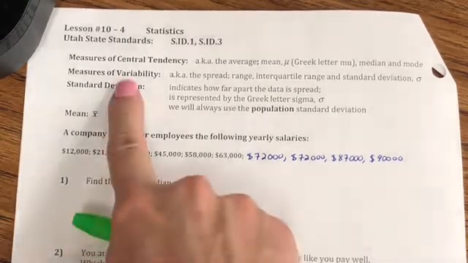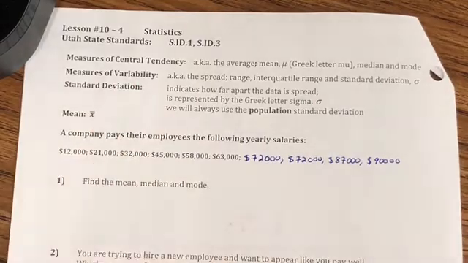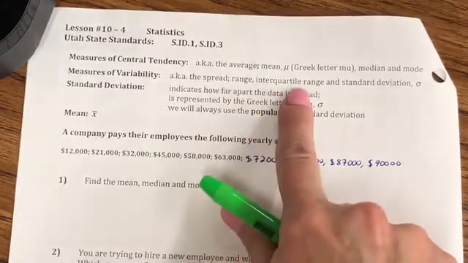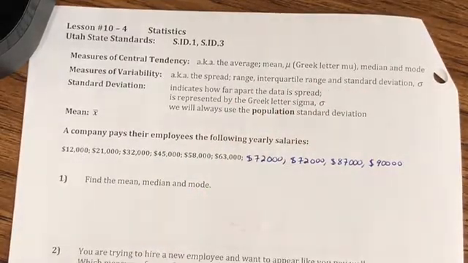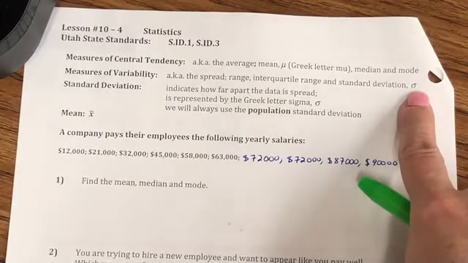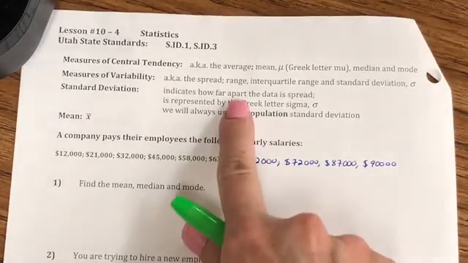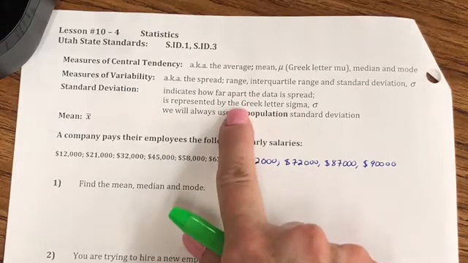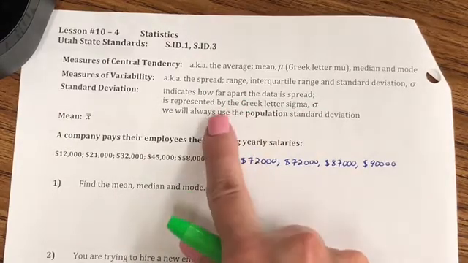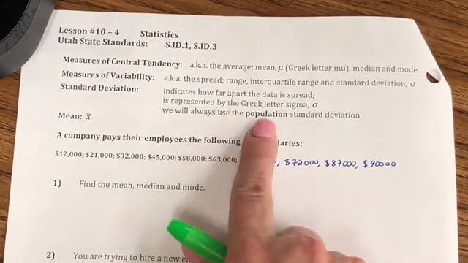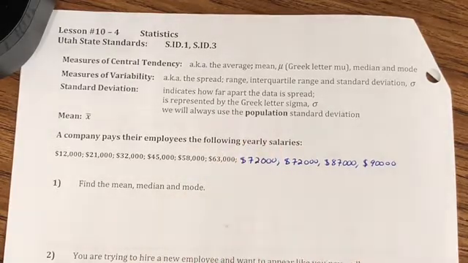Our next one is measures of variability, which talks about how spread apart the data is, and there are three measures of variability as well. They are the range, the interquartile range, and standard deviation, which is represented by sigma right there. Standard deviation indicates how far apart the data is spread and is represented by the Greek letter sigma. And we will always be using the population standard deviation this year in class.